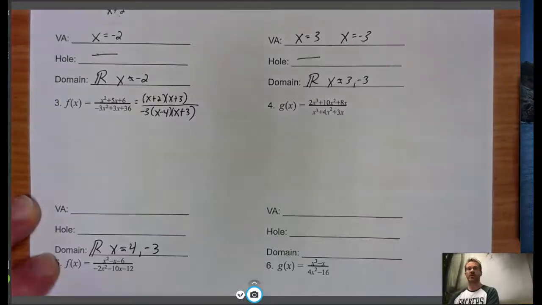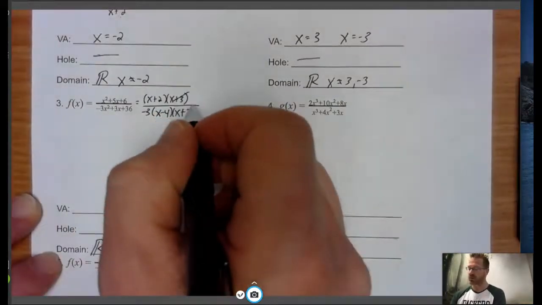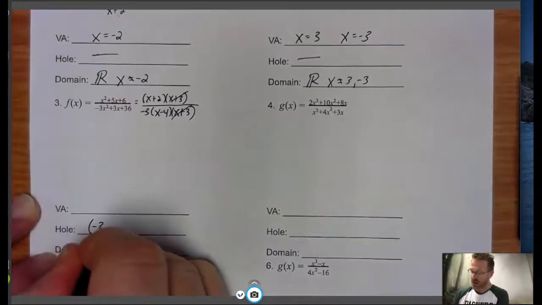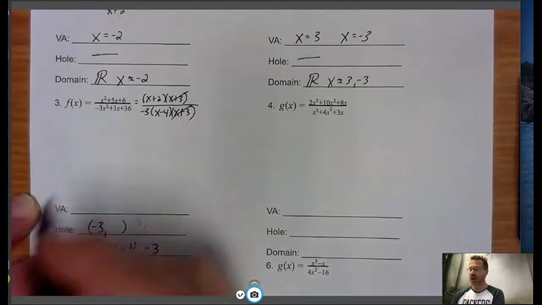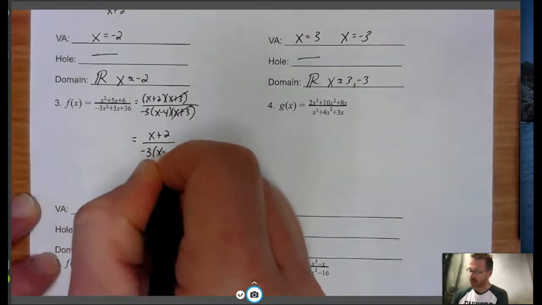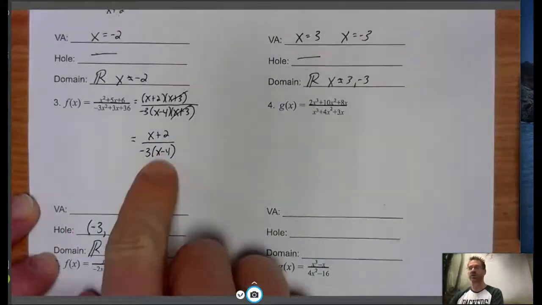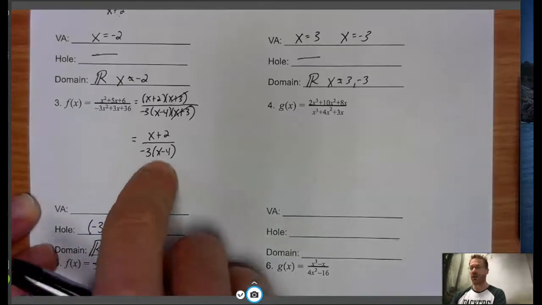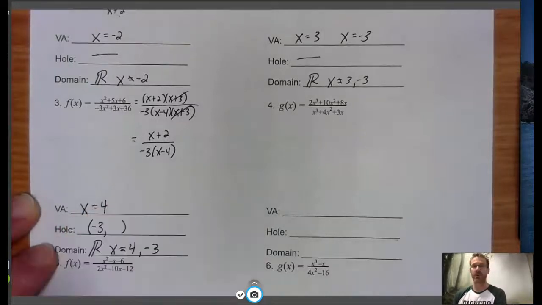Now, notice, this time we do have a common factor in the numerator and the denominator. That common factor is x plus 3, so that divides out to be 1. What that means is that is going to give us a hole, and that hole is going to be at negative 3, something. Now if I look at my simplified form, I'm going to have x plus 2 over negative 3 times x minus 4. And notice 4 still makes this 0. After we simplify, whatever value of x still makes your denominator 0, those are going to be your vertical asymptotes. So our vertical asymptote is going to be at x equals 4.